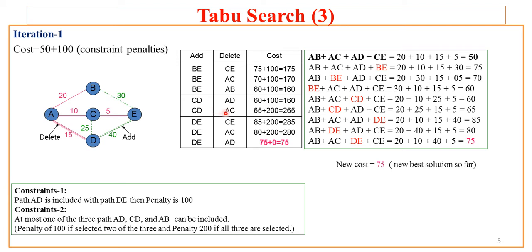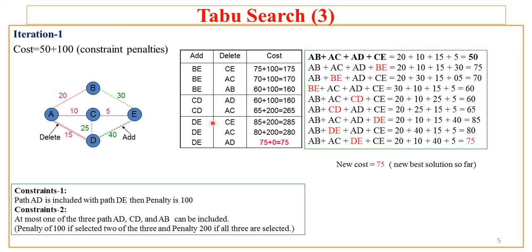Now for the path AC, if AC is replaced with CD, so here it is shown that AC is replaced with CD with respect to the current solution we are talking of. So here penalty of 200. Why? Because constraint 2 says that if AD, CD and AB are used, all three are used, then penalty is 200. So 65 plus 200 is 265.